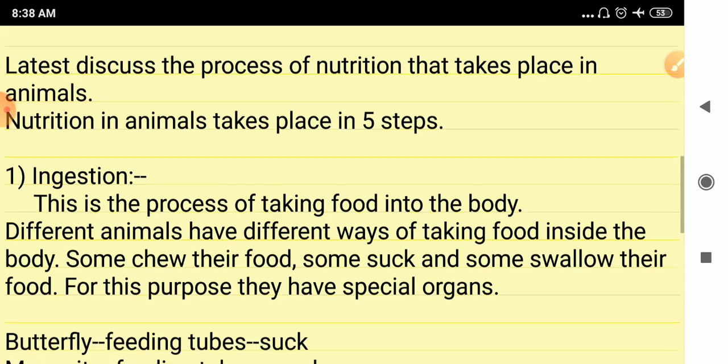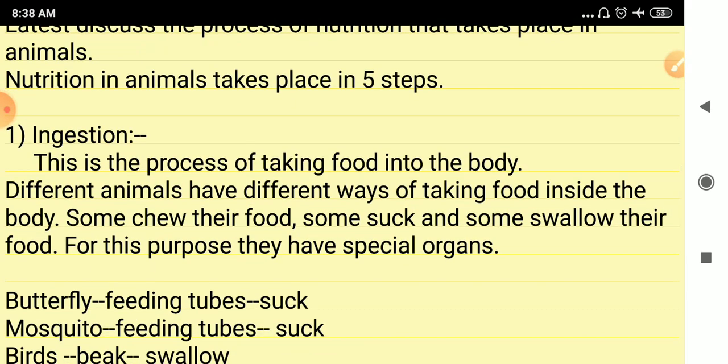The first step in nutrition of animals is ingestion. What is ingestion? The process of taking food into the body. Ingestion is the process by which animals take food inside their body. Different animals have different ways of taking food inside their body. Some chew their food, some suck, and some swallow their food.